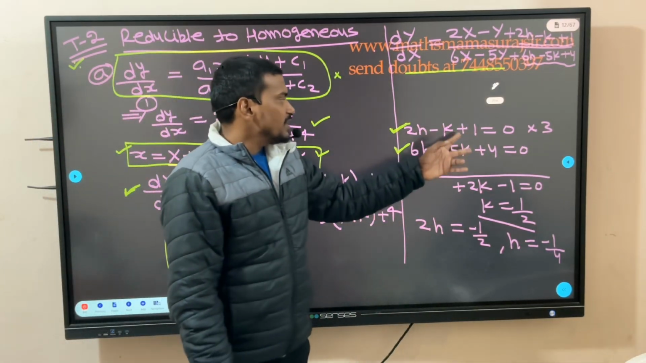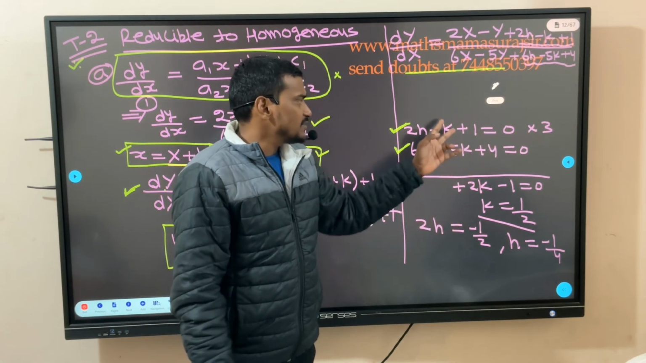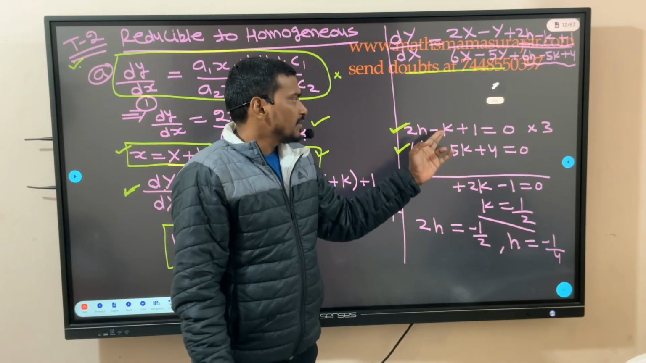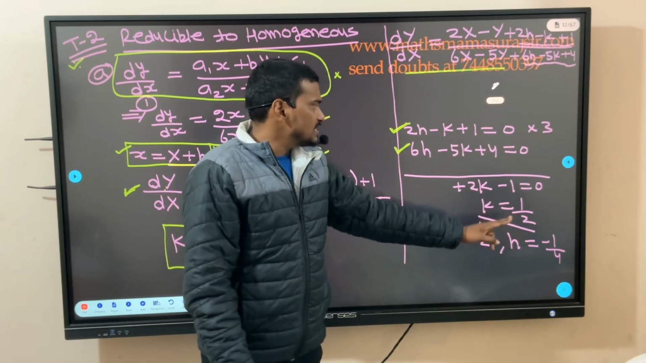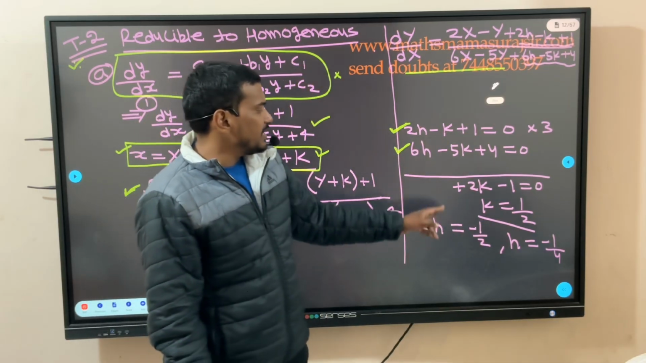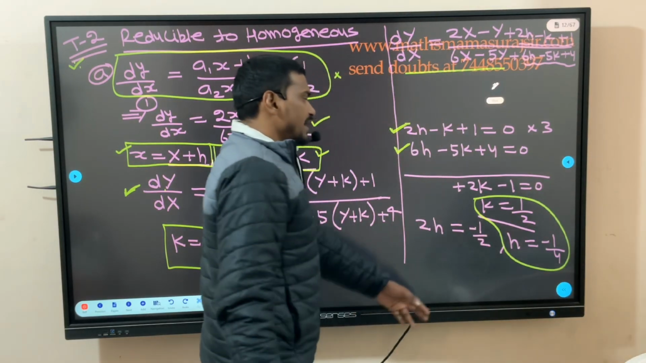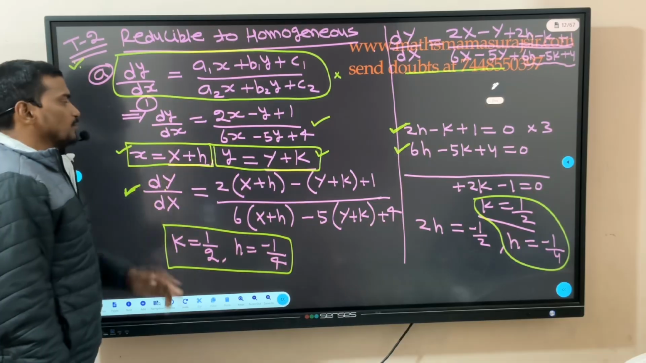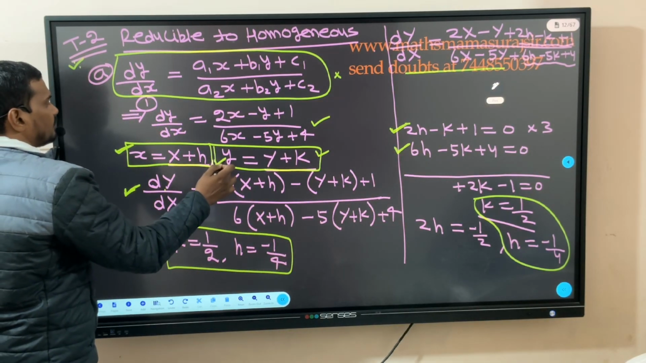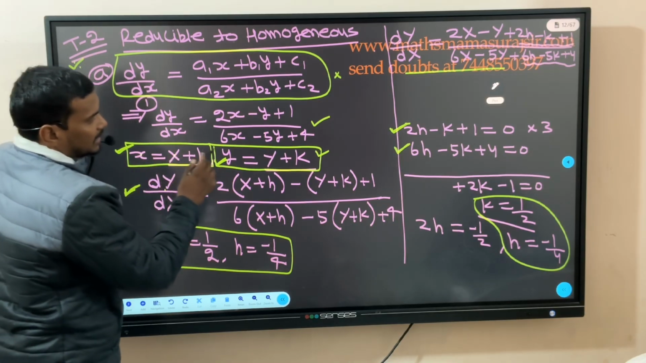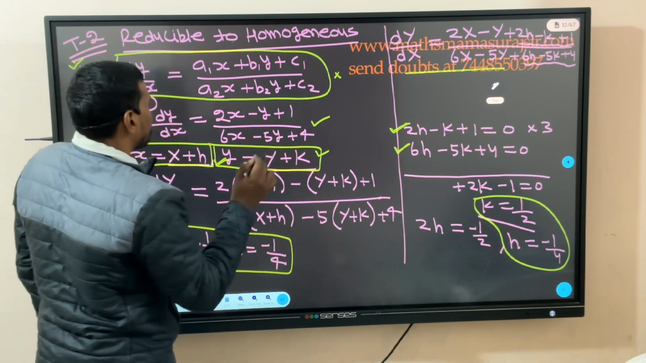So here we are solving for h and k. 2 equations, 2 variables, multiplied by 3 and subtracted. So we got minus 3k plus this, so plus 2k is this, k is half. So if k is half, we'll put it here and we'll get h. h is minus 1 by 4. So we got h and k both. h is minus 1 by 4, k is 1 by 2. So once we got h and k, we got our substitution. x is capital X minus 1 by 4, y is capital Y plus 1 by 2.